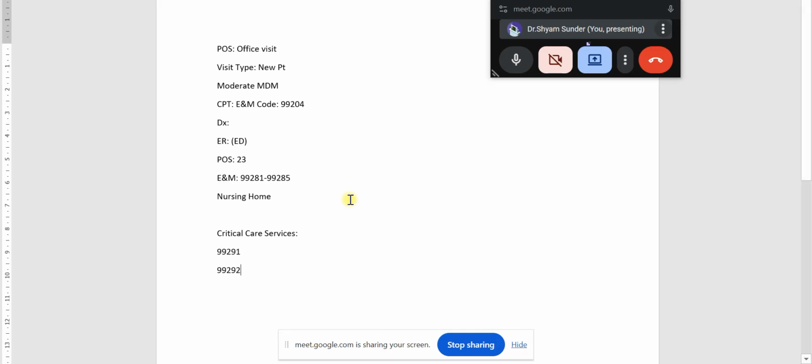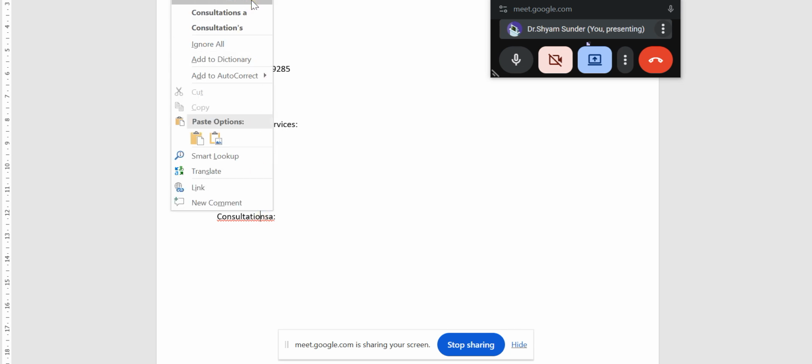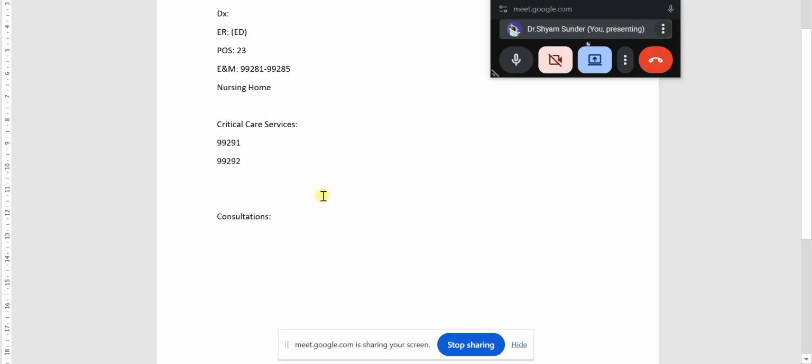And one last topic we have in the E&M, that is consultations. Generally, for example, in India, we use the word consultation for every visit. We say we are taking consultation. But in the US market, consultation has a different meaning in the E&M. What is consultation basically?